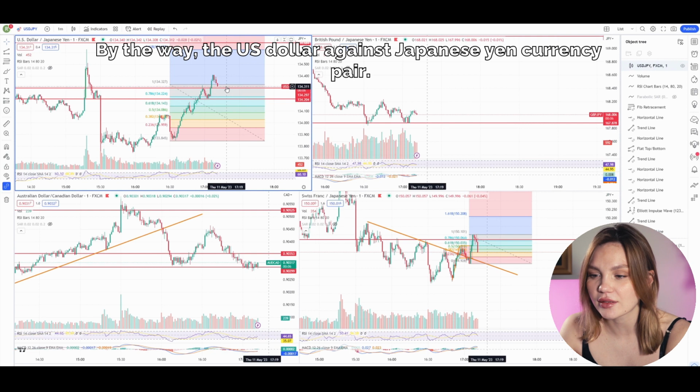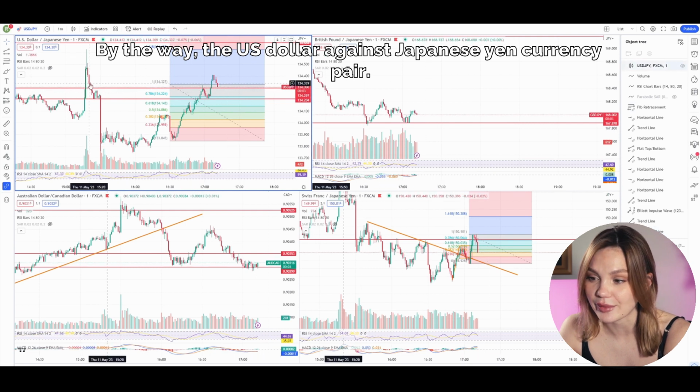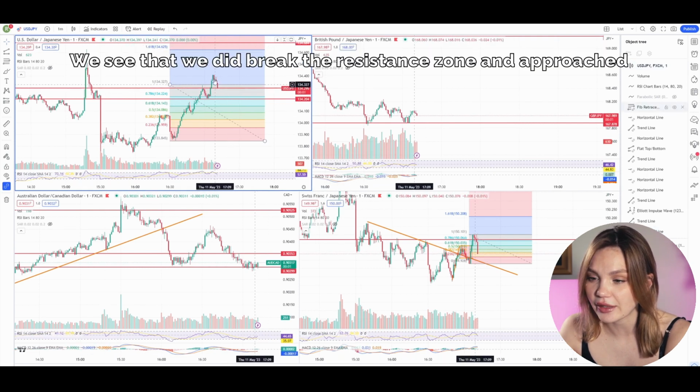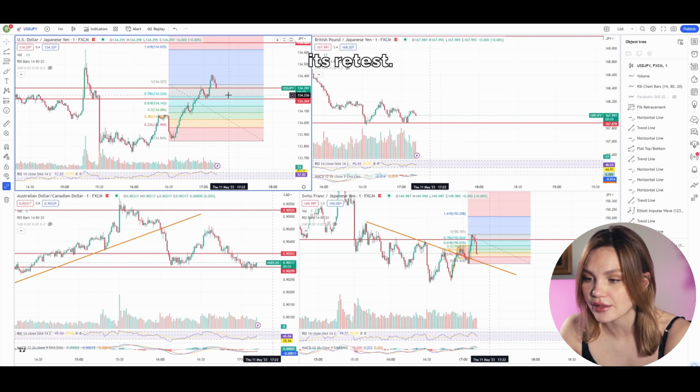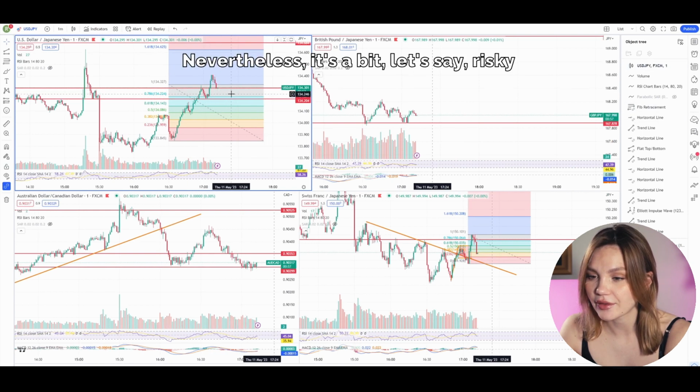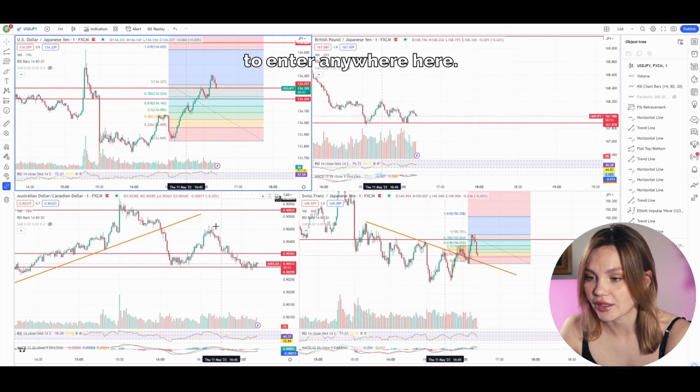By the way, the US dollar against Japanese yen currency pair. We see that we did break the resistance zone and approached its retest. Nevertheless, it's a bit, let's say, risky to enter anywhere here.